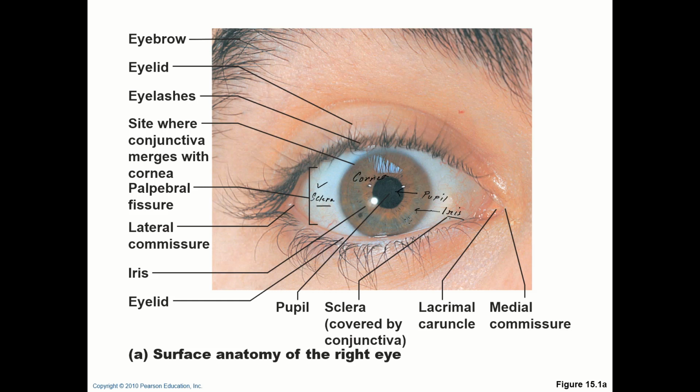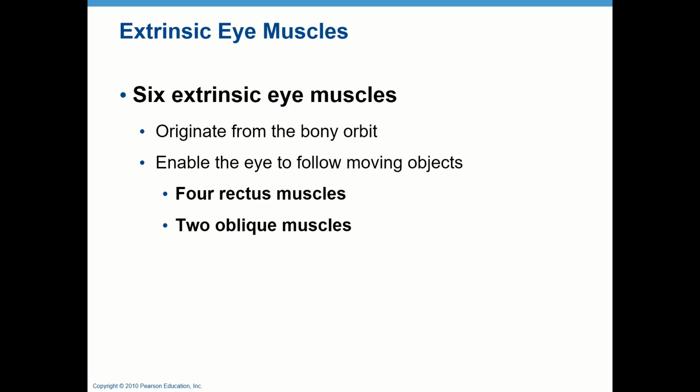If someone has more blue pigments, the eye is blue; otherwise it is brown, black, or even green. Extrinsic eye muscles are the muscles that come from the bones around the eyeball, and those muscles get attached to the eyeball. So this is the eyeball, and this is the cornea, the transparent front part of the eye.